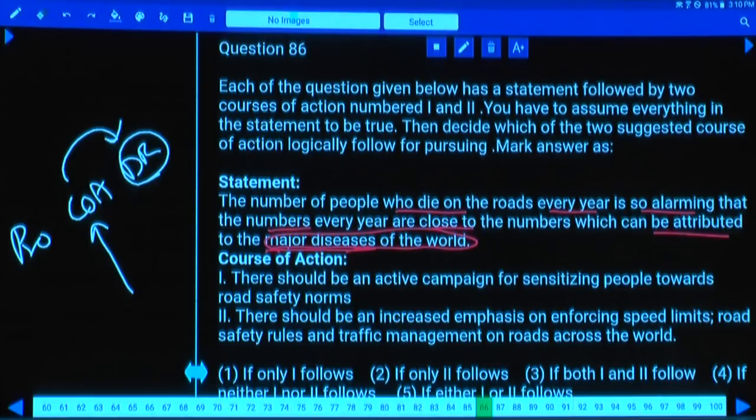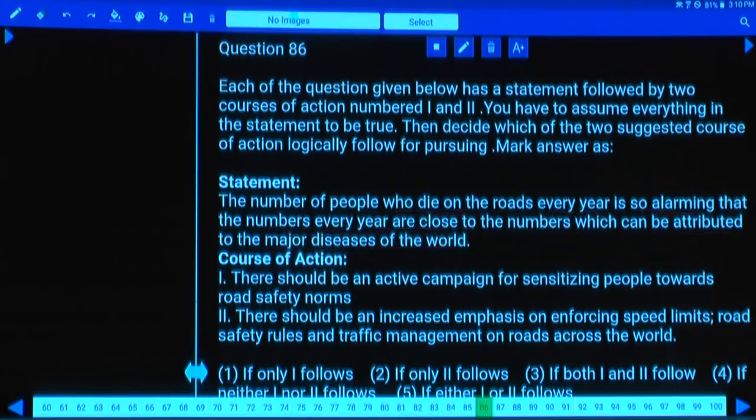Here the problem is what? More and more people are dying because of road accidents. Finally, the final result must be that road accidents should be decreased. By implementing which course of action we can decrease road accidents, that will be the final course of action. Then, coming to these courses of action.